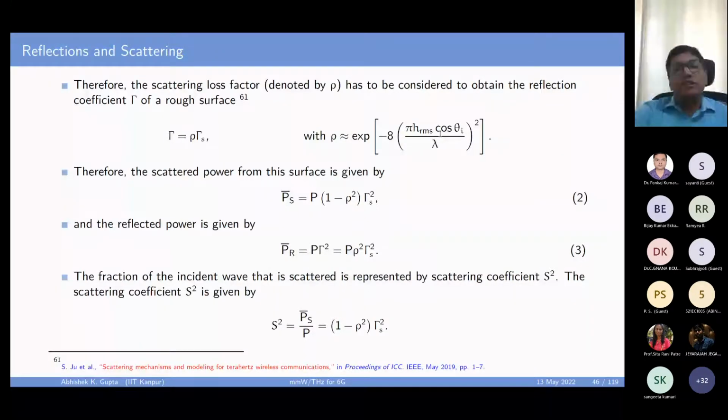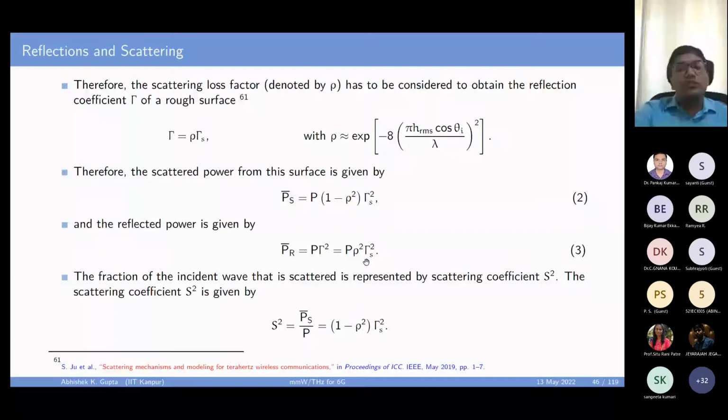And then whatever is remaining is the scattered power. If the total transmit power was P, the incident power is P, you multiply by 1 minus rho square into gamma square. This is the remaining power which was scattered. The reflected power was P rho square gamma s square. So the original power, which was P gamma s square, was divided now into two parts: the reflected power and the scattered power.